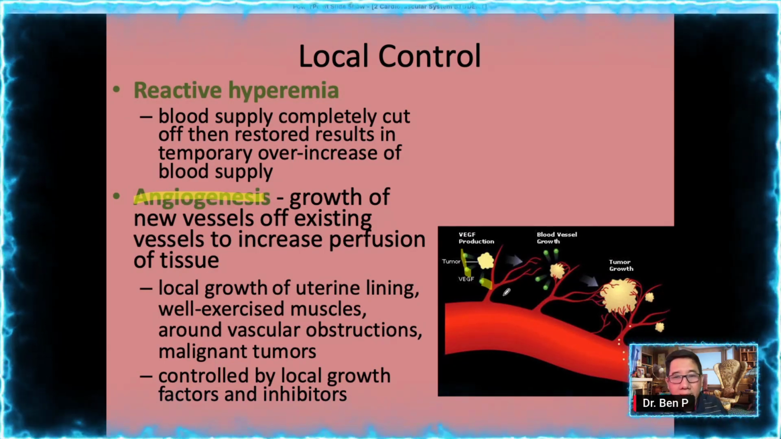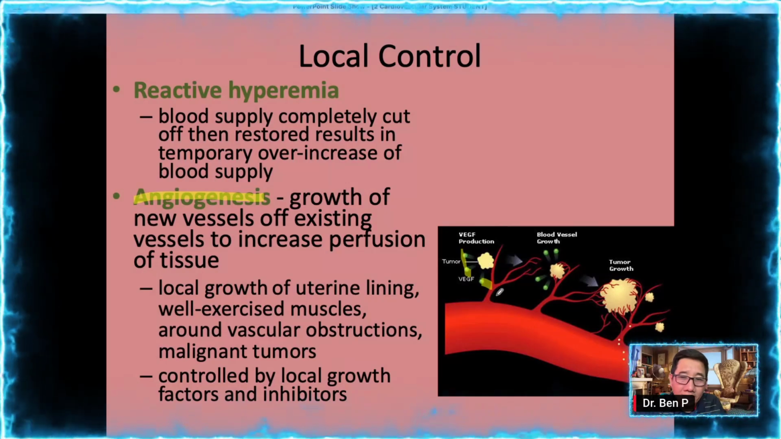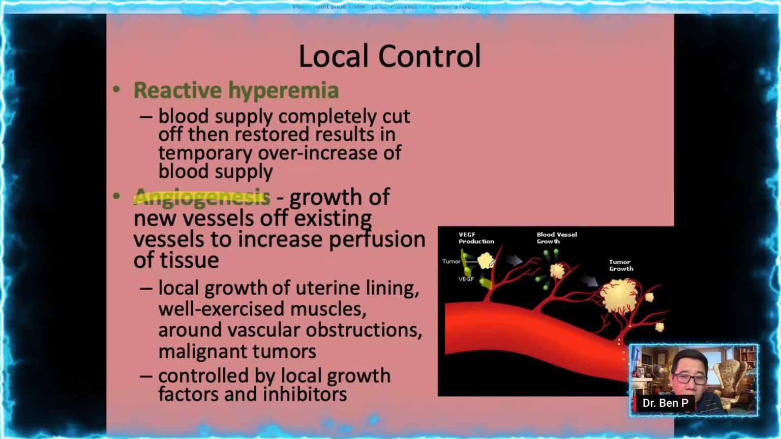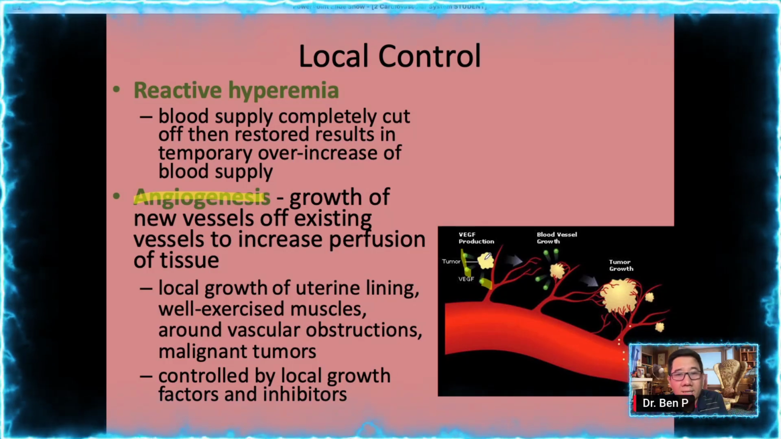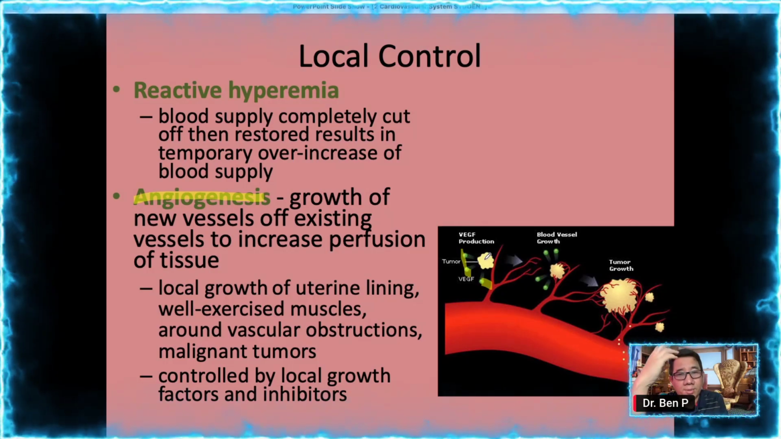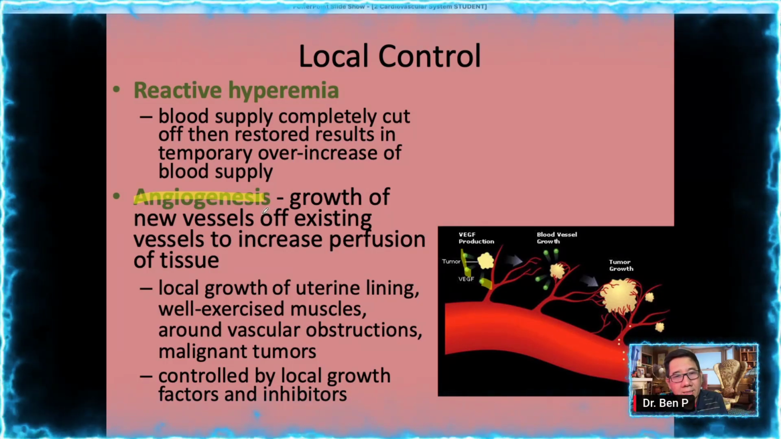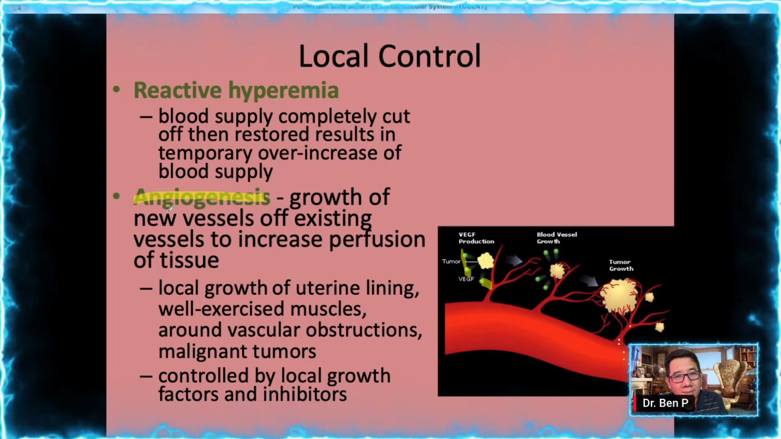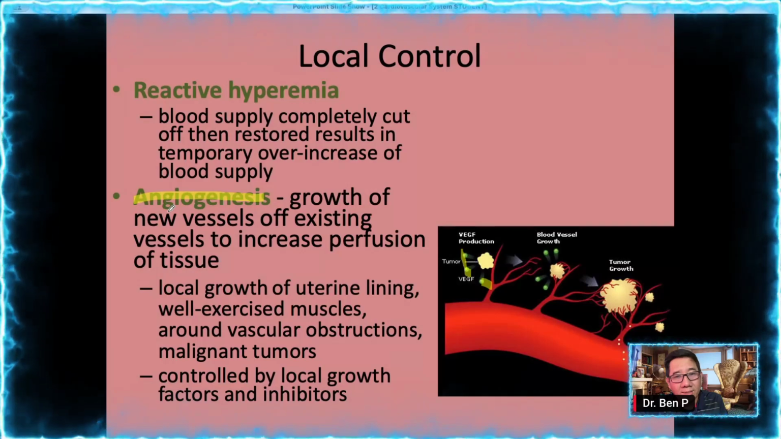So eventually, it releases these little chemicals, and these chemicals tell your blood vessels to grow to the tumor, causing the tumor to become bigger. Okay, this is called angiogenesis. Angio is basically your blood vessels. Genesis means making, creating new blood vessels.